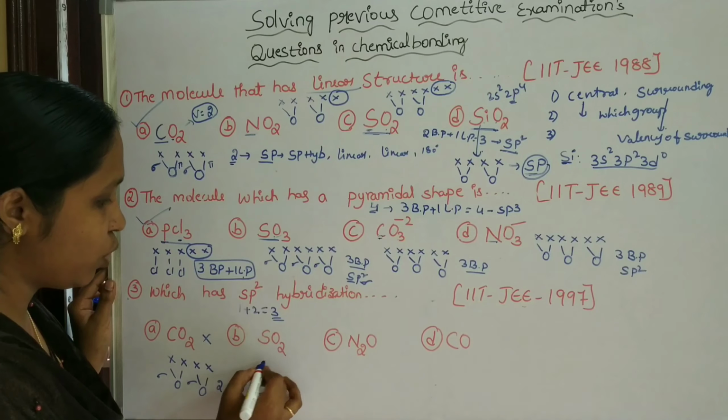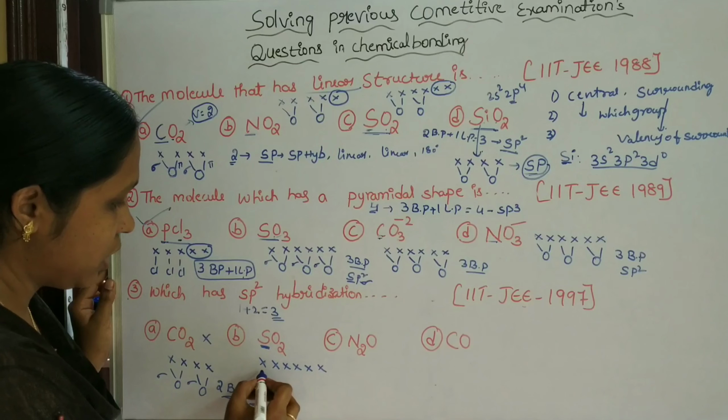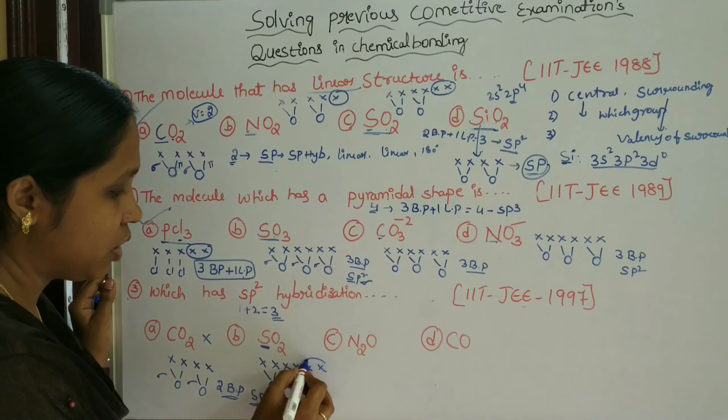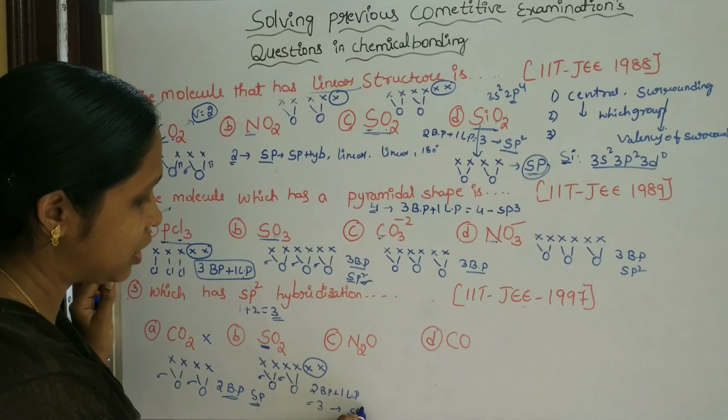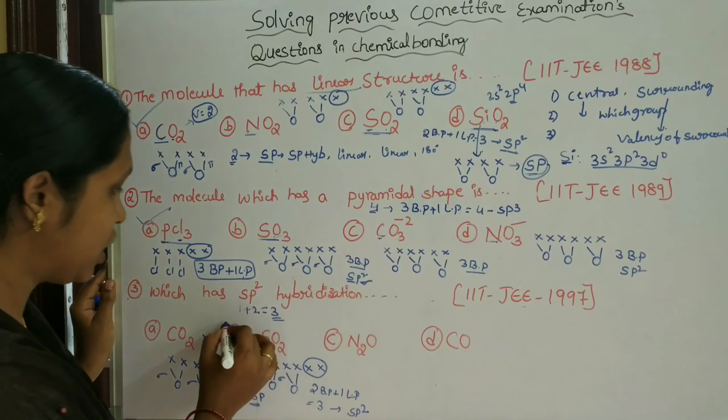And go to SO2. It belongs to the 6th A group, meaning it has 6 valence electrons. Each oxygen combines with 2 electrons. So the molecule has 2 sigma bonds and 1 lone pair, that means 2 bonded pairs plus 1 lone pair. Total pairs are 3, so the hybridization is sp2. So the SO2 molecule is sp2 hybridized. And N2O.